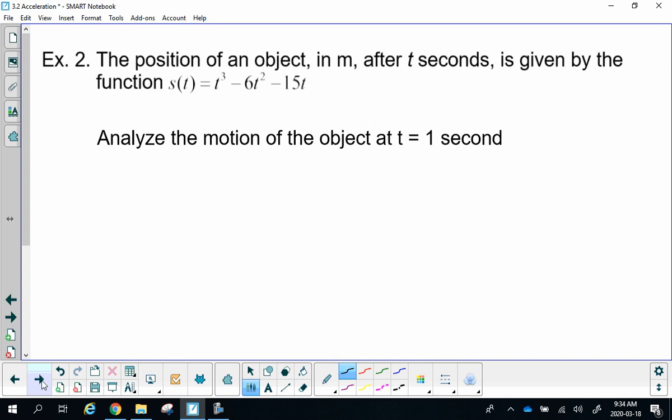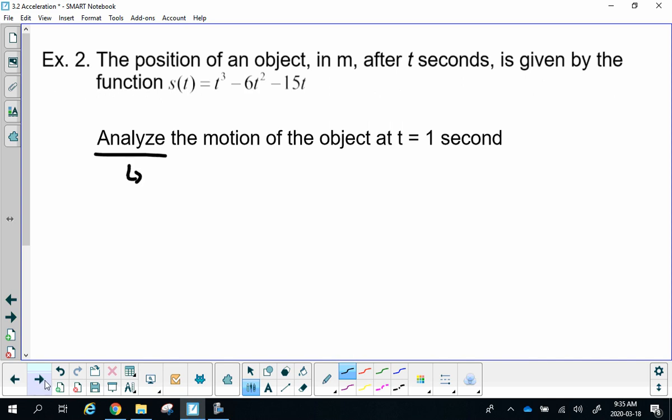We have one more example, and this is a pretty comprehensive problem. It says the position of an object in meters after t seconds is given by this position function. Okay? And it happens to be the same as the last one, so that's great for us. Yeah, so we're going to analyze the motion of the object at t equals 1. So when it says analyze, it wants us to say as much information as we can.